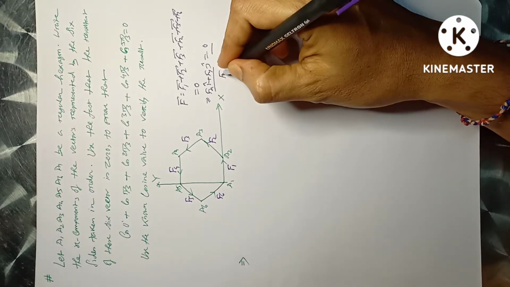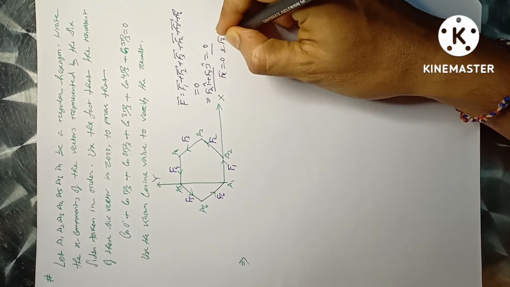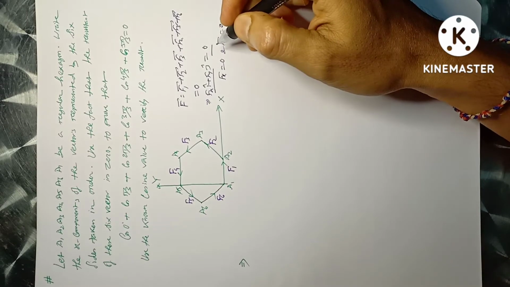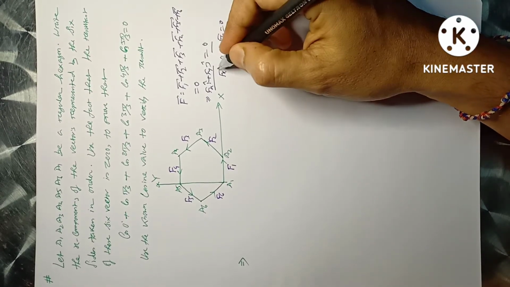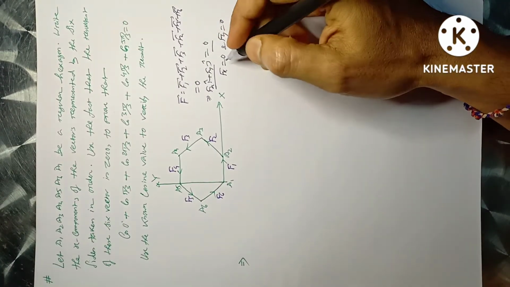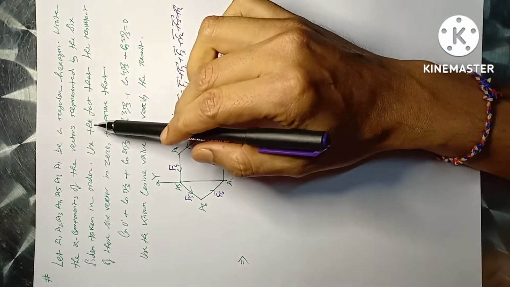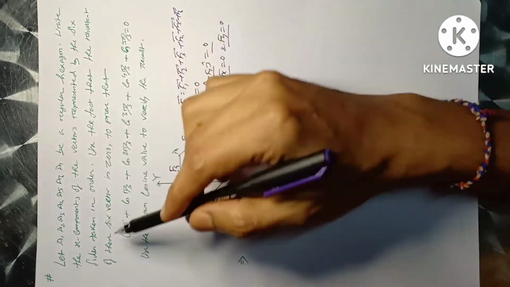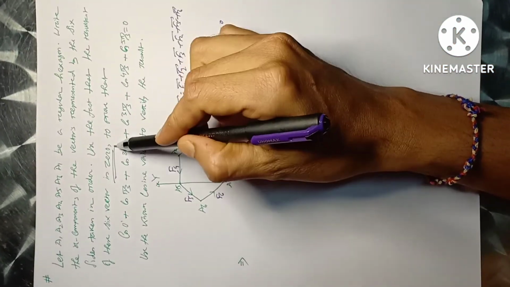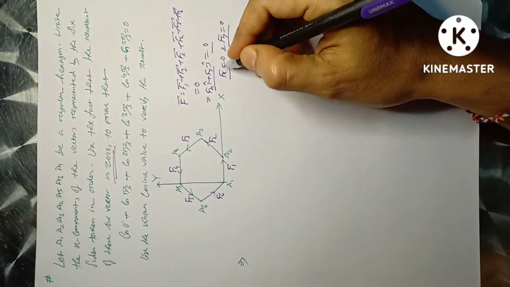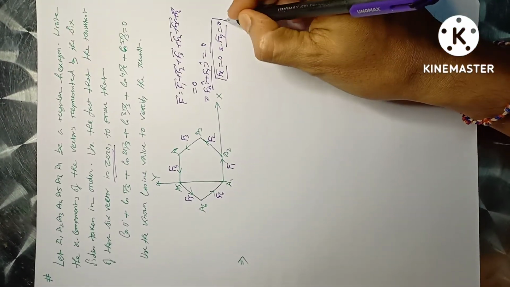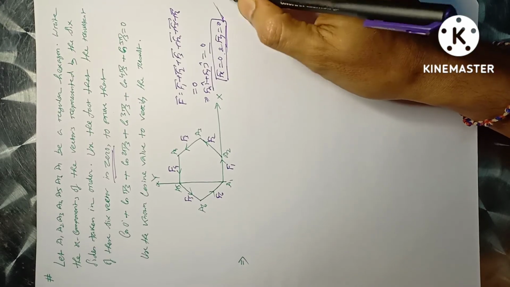That means fx equal to 0 and fy equal to 0. If the resultant vector is equal to 0, then its components are also equal to 0. So this is the fact: if the resultant vector is equal to 0, then fx equals 0 and fy equals 0.